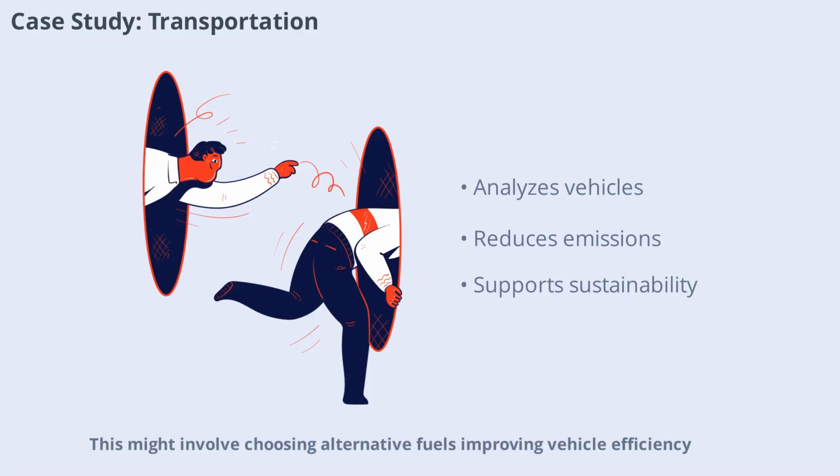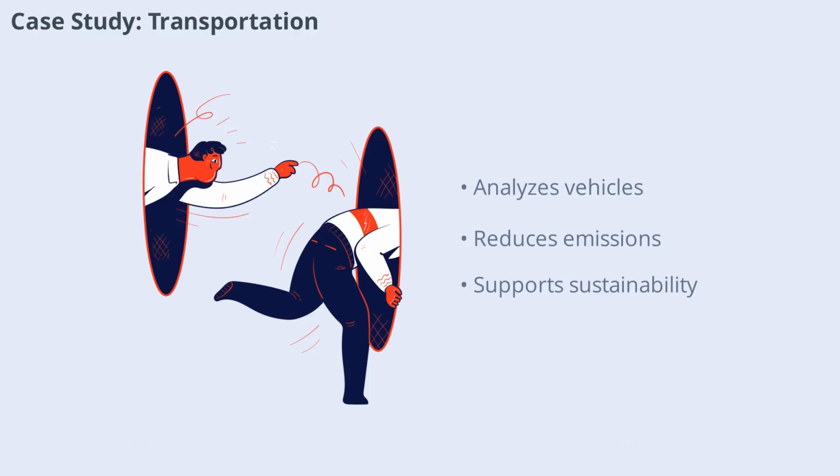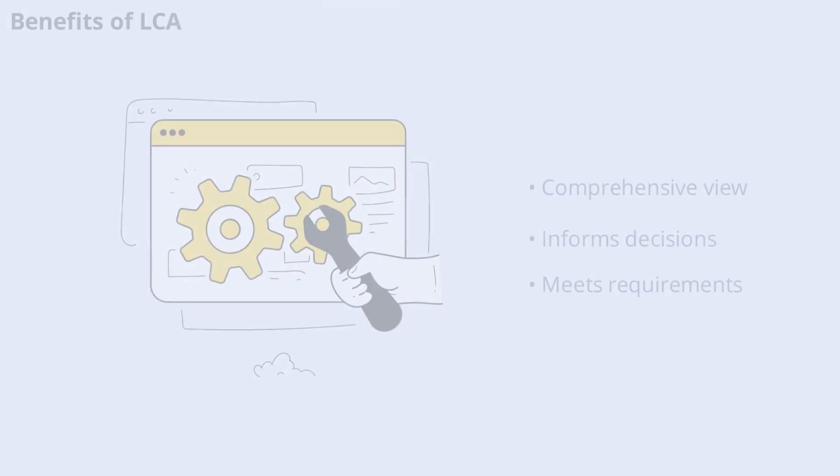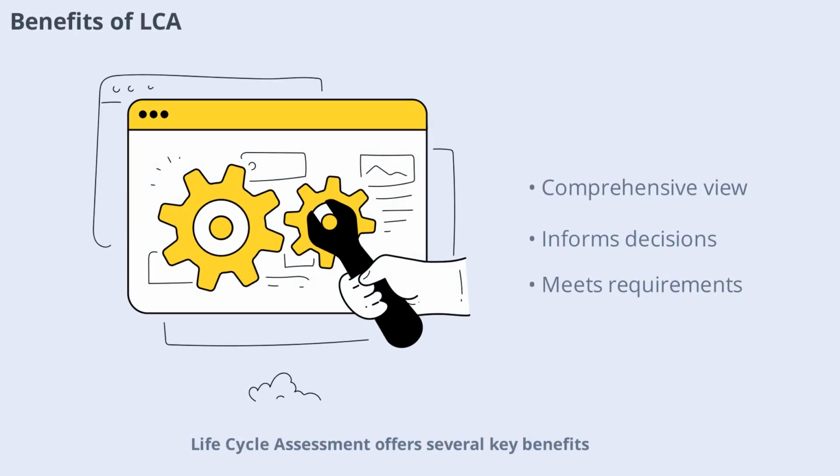This might involve choosing alternative fuels, improving vehicle efficiency, or designing better public transit systems. LCA supports the transition to more sustainable transportation. Life cycle assessment offers several key benefits. It provides a comprehensive understanding of environmental impacts, supports informed decision-making, and helps organizations meet regulatory and sustainability requirements.